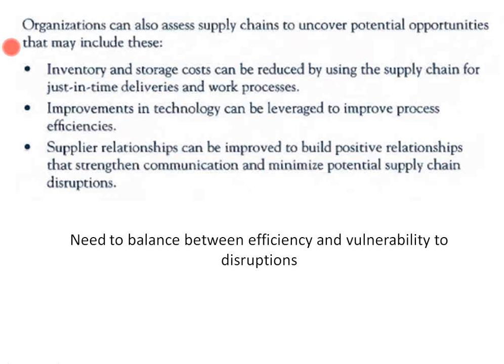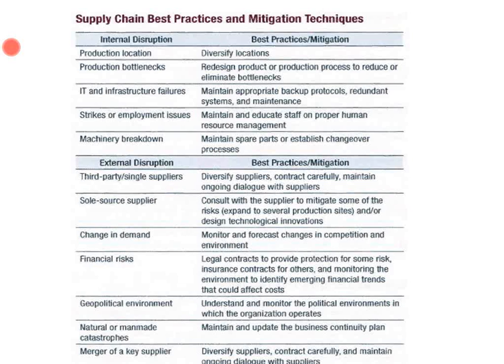Organizations also assess supply chains to uncover potential opportunities. That may include reducing inventory storage costs by using the supply chain for just-in-time deliveries, improvements in technology, and improved supplier relationships to build positive relationships, so you can look at the upside of the risk as well. But the idea is you need to balance between efficiency and vulnerability to disruptions. There are trade-offs. You might get reduced costs in these other areas, but now you're also jeopardizing because of a potential loss there.